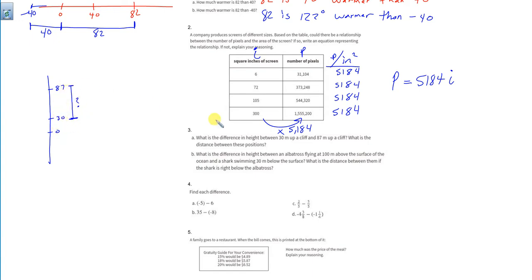So to find that distance, all we have to do is 87 minus 30, and that would give us 57. So the distance there is 57 meters. That's pretty simple. Now the next one's a little bit tougher.